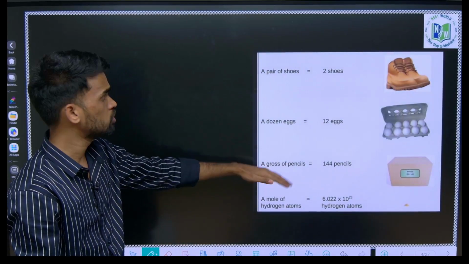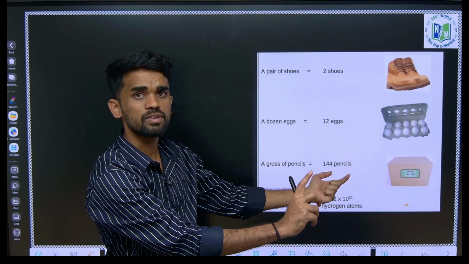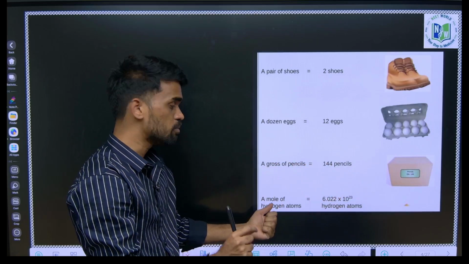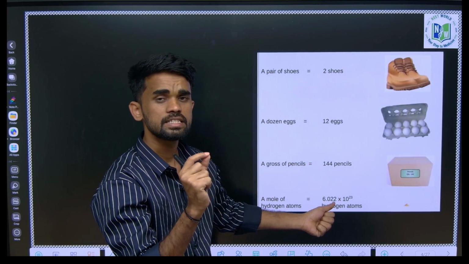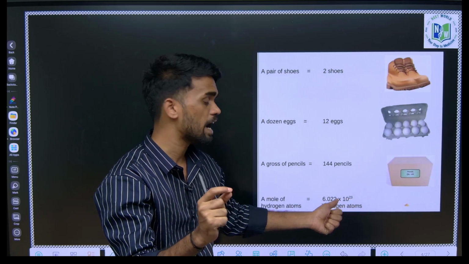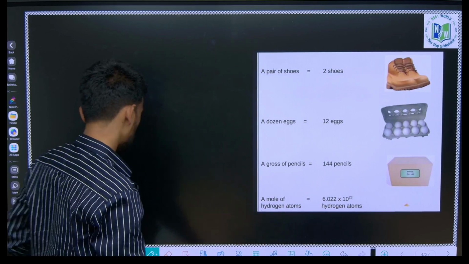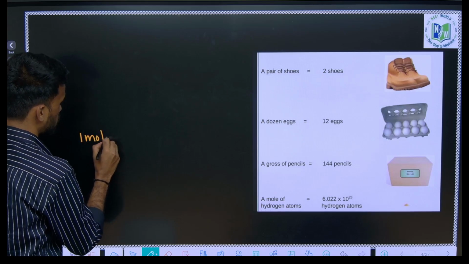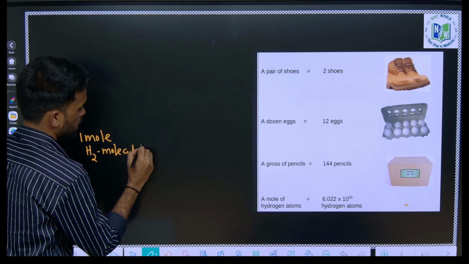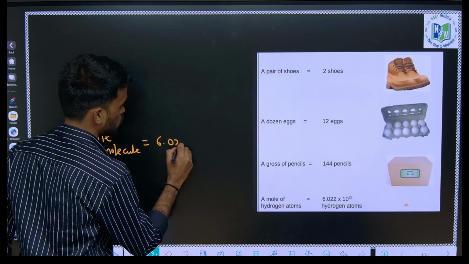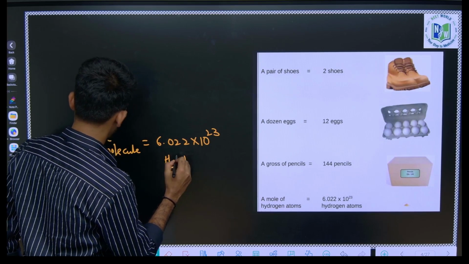As I explained, one pair means two shoes. Same story: if I say one gross of pencils, it means it has 144 pencils. If I say one mole of hydrogen atoms, you should consider that it contains 6.022 into 10 power 23 hydrogen atoms. If I say one mole of hydrogen molecules, H2 molecules, you can consider it as 6.022 into 10 power 23 H2 molecules.